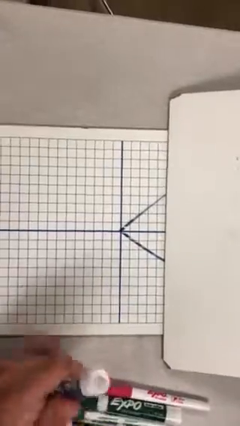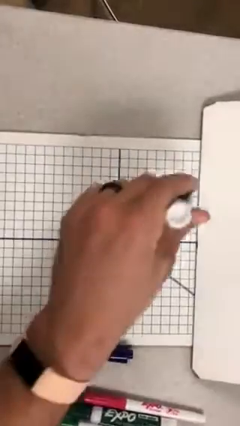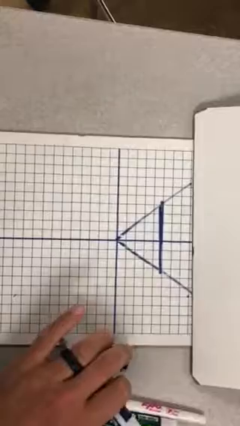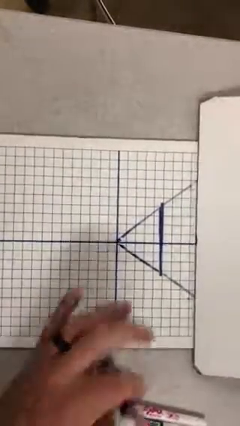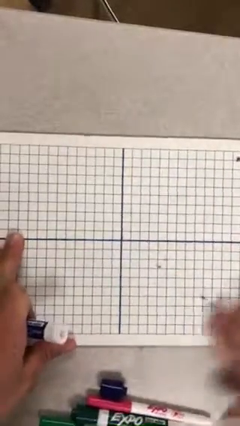Okay, there's the input right here. This is my input. I have an output here and an output here. That makes it not a function. I am hitting the graph more than once on a vertical line. That makes it not a function. Here's my vertical line. I hit the graph here and I hit the graph here. Not a function. Okay, next one.